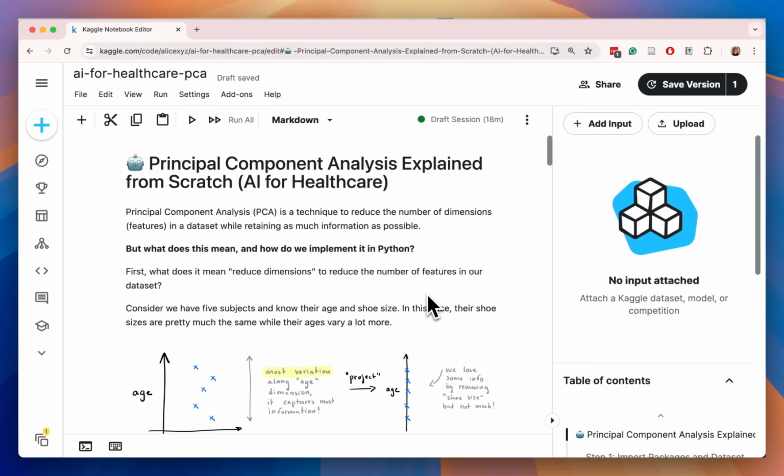This is Principal Component Analysis explained from scratch with a focus on AI for healthcare.